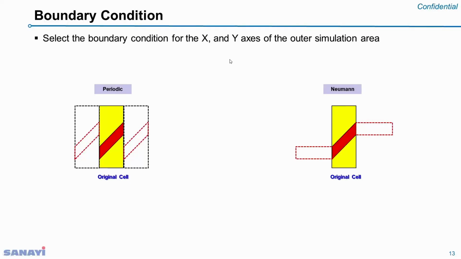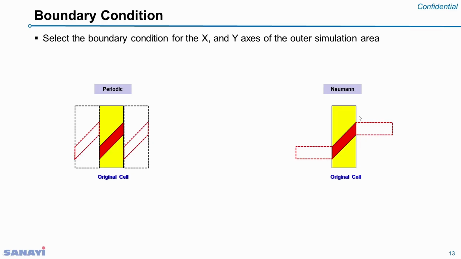Next, let's define the simulation mask. As the TechWiz solver performs the calculation based on the simulation mask area, designing the simulation mask considering the boundary condition is very significant. There are two types of boundary conditions, periodic and Neumann.